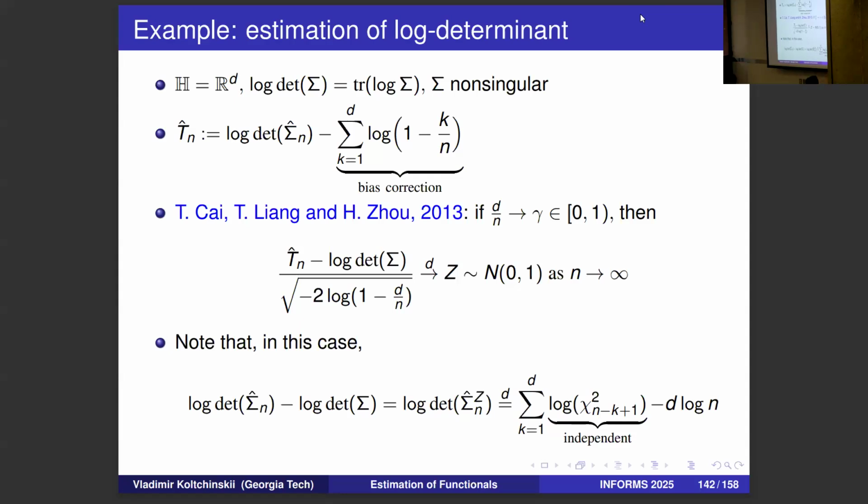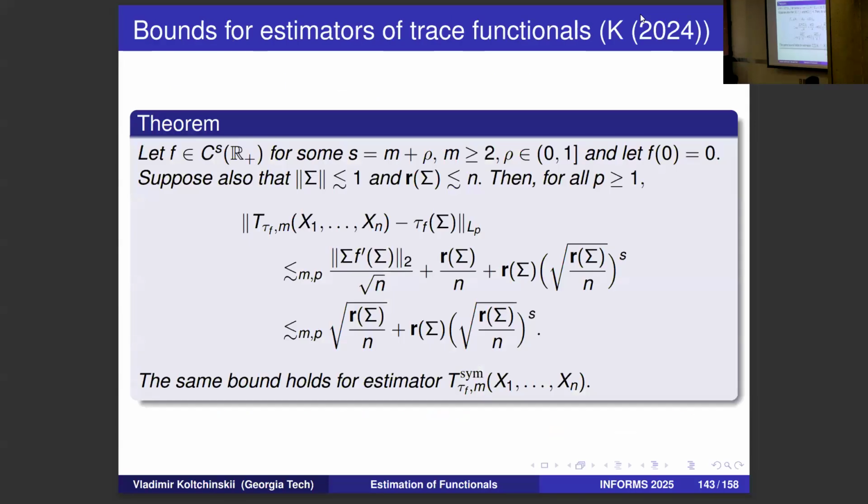In general case it's more complicated, but I tried to use a bias correction method that we developed in order to study some problems of estimation of trace functionals, and it turns out that it's doable. And this is one typical result, okay? You can compare it with what we discussed before. Basically, the error rate in this problem will be different, okay? Instead of 1 over square root of n, we have square root of r of sigma divided by n, and it's something that we can expect in this type of problems, actually, right?